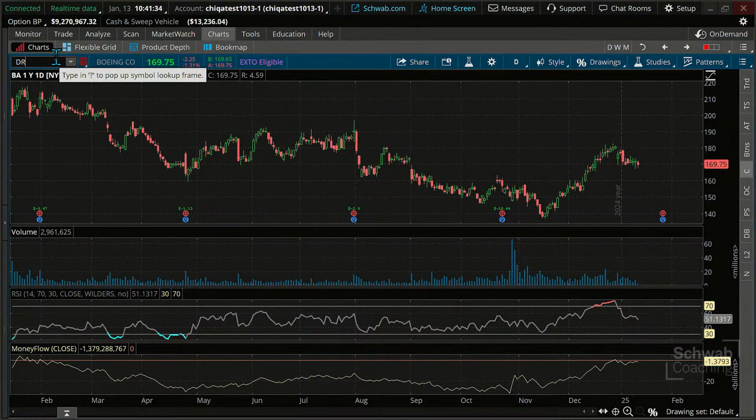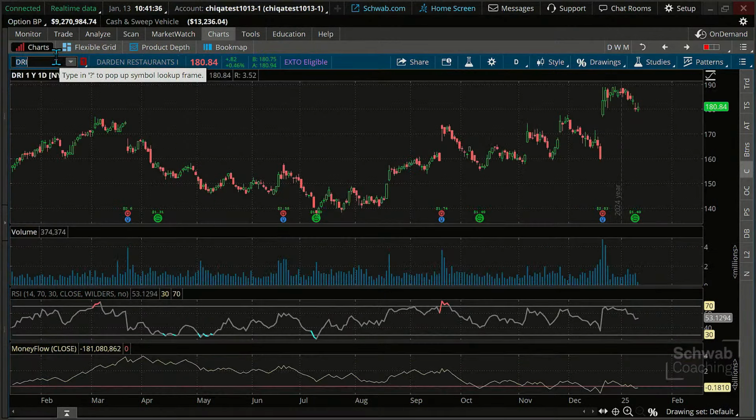Here's a company, DRI, Darden Restaurants. You see the pattern? Similar highs, similar lows. This too is one that you could look at and say, well, hey, Mike, it did have that gap up on earnings and all else being equal.